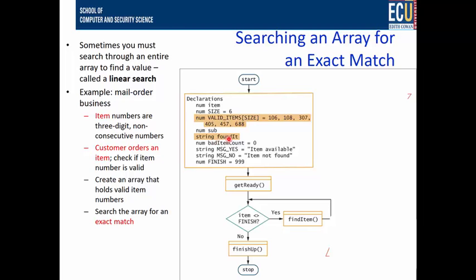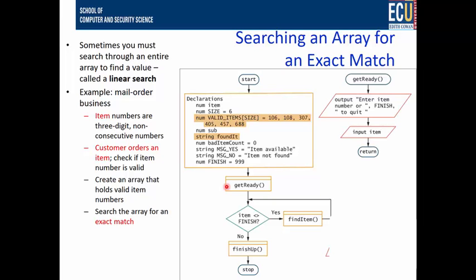Then we have one boolean, not a boolean string, over here, but it holds a yes or no value, whether the item is found or not, and we will see how we can use it in the program. So these are some variables we defined. This is housekeeping. Then we have this module, get ready, which asks the user to enter the item number, which the clerk will be entering, or type in finish to terminate the program.